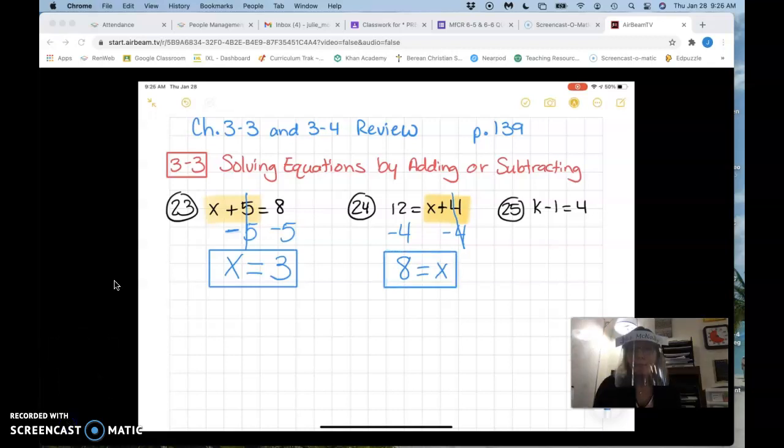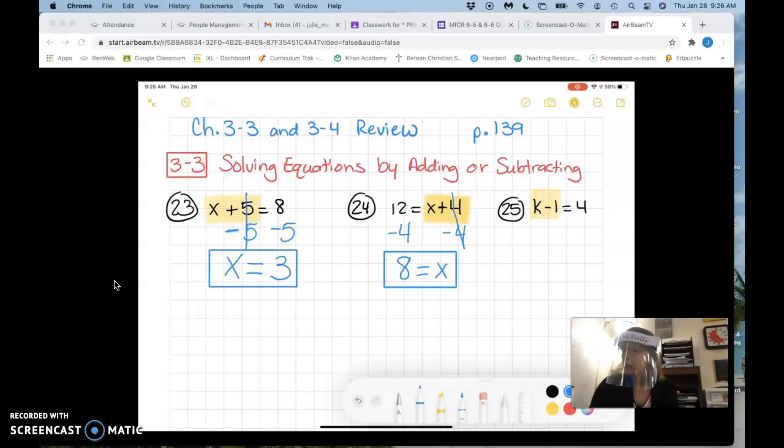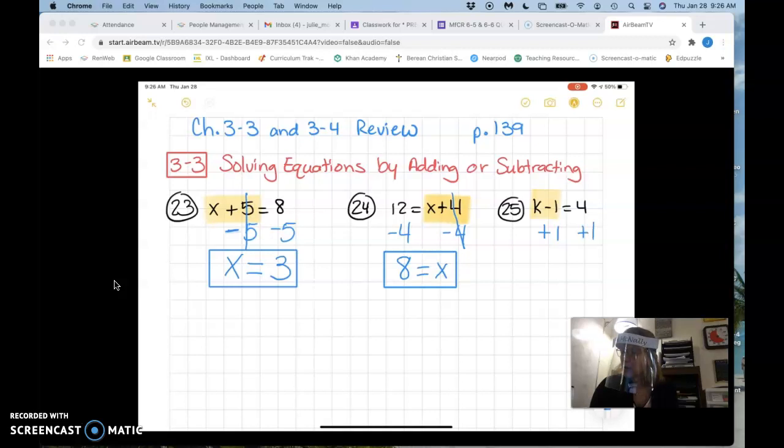Okay, the next one. What's happening to the variable? So we're going to add 1. And whatever I do to one side, I do to the other. The 1's cancel out, and 4 plus 1 is 5. Nice.